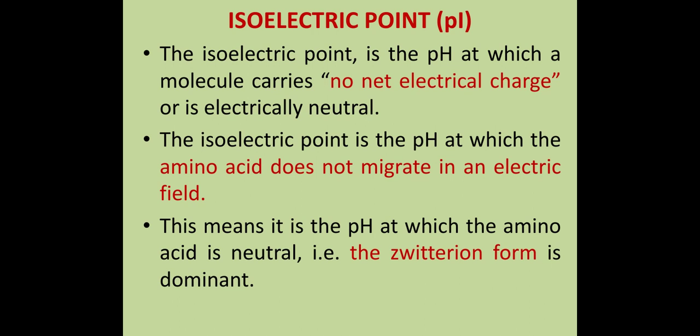Different amino acids have different isoelectric points. Similarly, different proteins which have a different combination of amino acids have different isoelectric points. And with the help of this, we can separate proteins from one another and thus purify the protein.